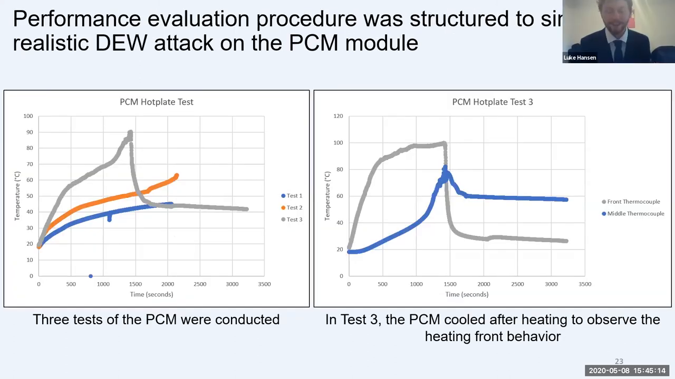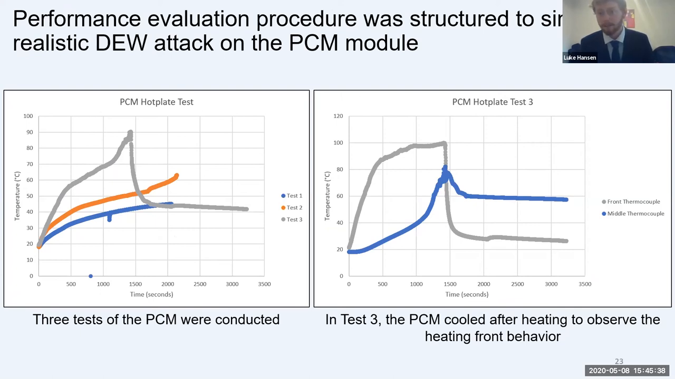After we calculated our engineering analysis, we then performed a performance evaluation on the final design to ensure that it was reaching the required objective for our problem. The first performance evaluation we did was on the PCM module individually. We did this to ensure that it was absorbing thermal energy as designed.